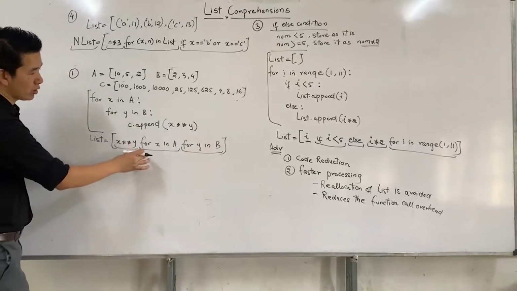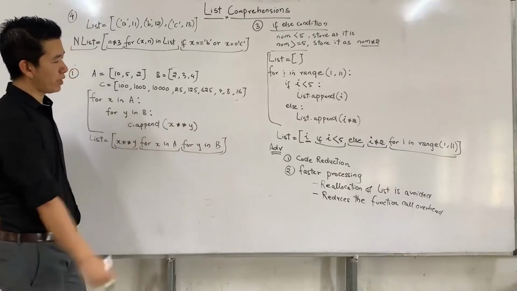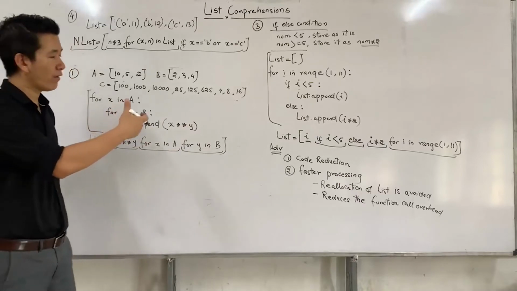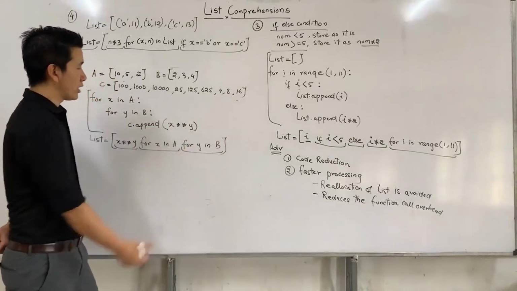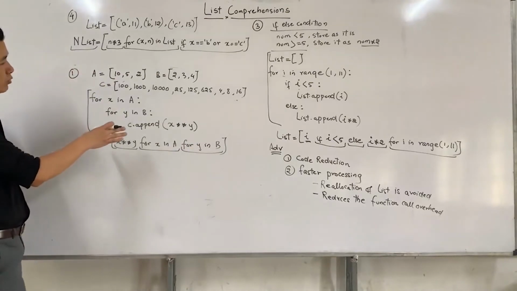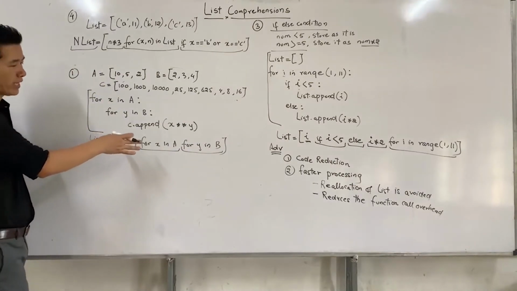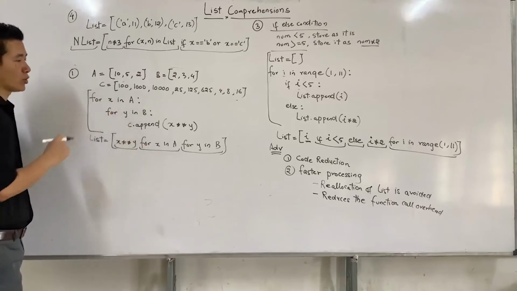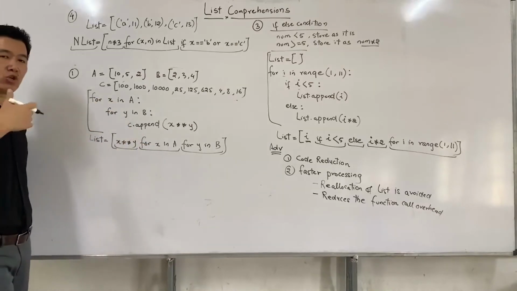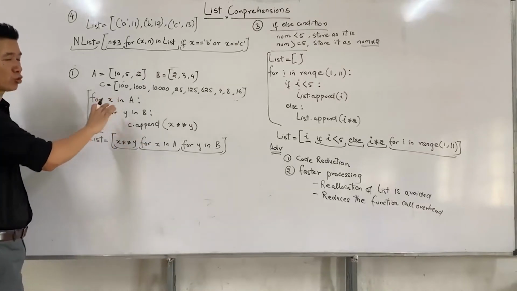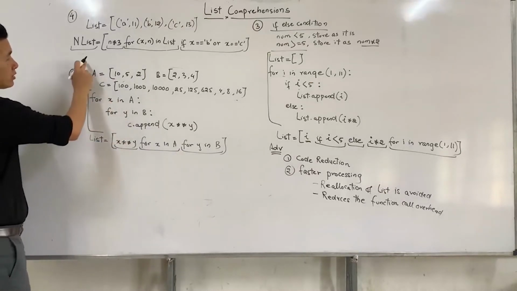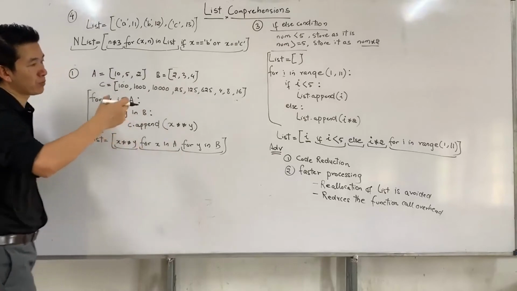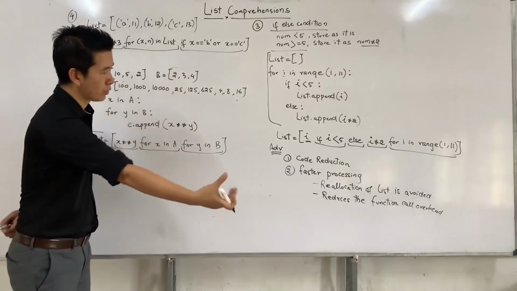You have the expression, the outer loop, and then the inner loop. Since I don't have any condition as such, I don't need to include any condition. So this is how you take care of a program which involves a nested loop, one loop embedded in another loop. That thing which I wrote here was meant for the next topic.